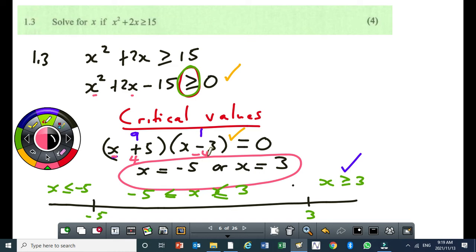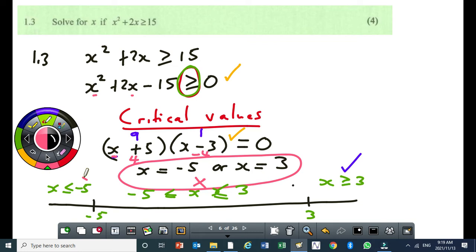Negative 16. Is negative 16 greater than or equal to 0? No. So this is not a solution. Okay? That's not a solution. Then let's move on to this one. Can someone choose a value that is less than minus 5?